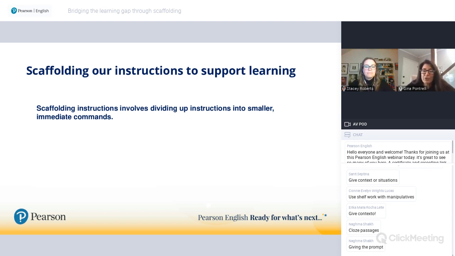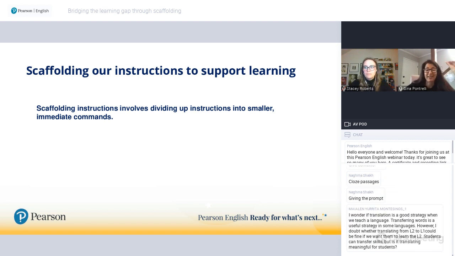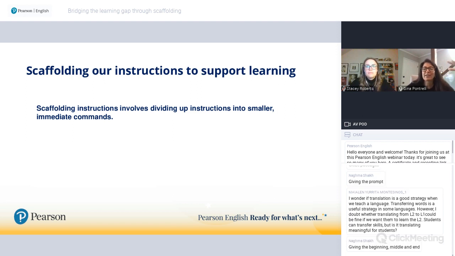And then monitor students as they carry out the instructions and provide support immediately. If we consistently deliver instructions in this way, students will be able to predict and follow typical instruction sequences much more easily. So how do we do it?